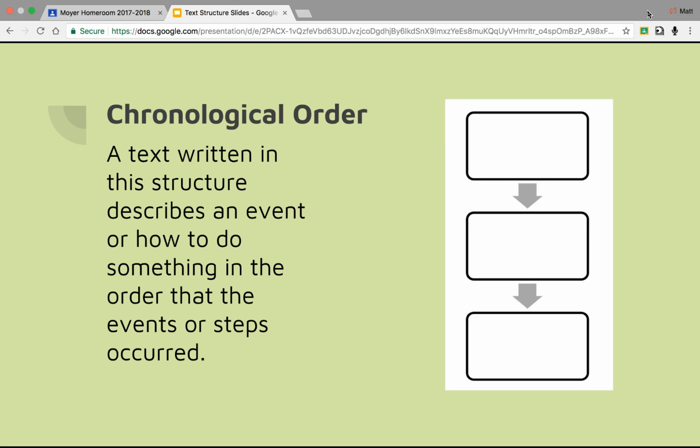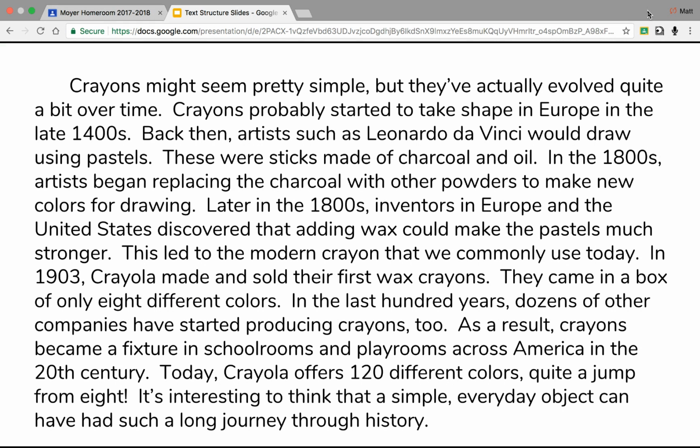Our next structure we'll look at is something that is written in chronological order. Big, long, fancy word that simply means we're putting things in order based on how they happened. So it could be based on time. It could be, think like a recipe, like step 1, step 2. That's what we mean by things being in chronological order. So once again, here's another example.